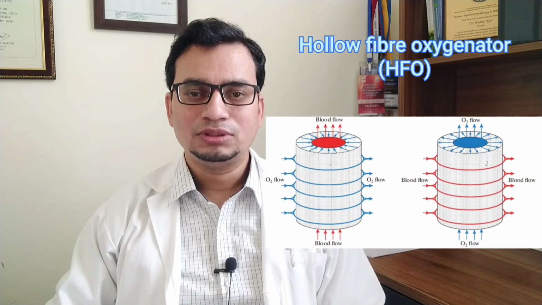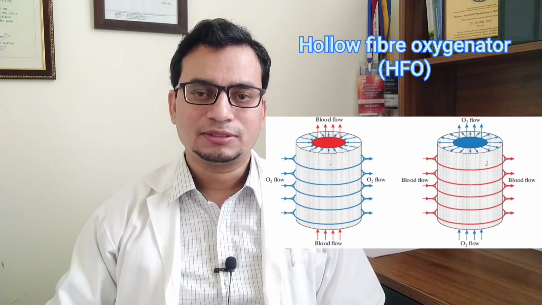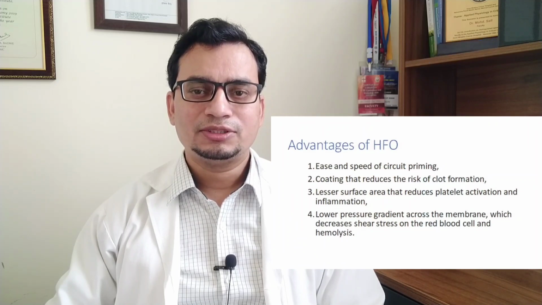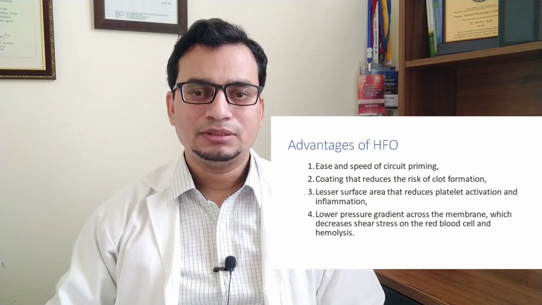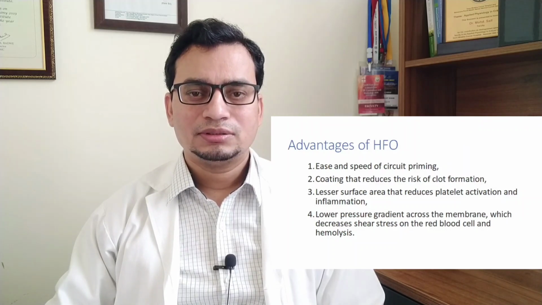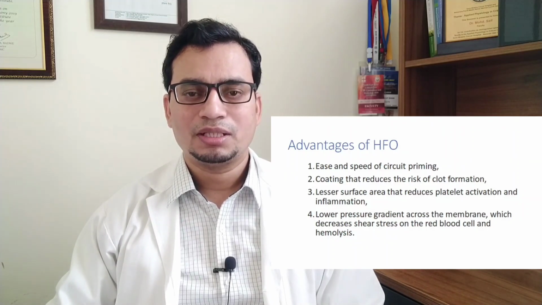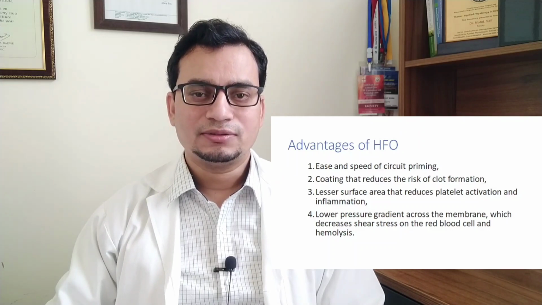Hollow fiber type consists of capillary tubes that allow gas exchange via a counter current mechanism similar to that found in the silicone membrane oxygenator. The advantages of HFO include the ease and speed of circuit priming, a coating that reduces the risk of clot formation, a lesser surface area that reduces platelet activation and inflammation, and a lower pressure gradient across the membrane, which decreases the shear stresses on the red blood cells and the chances of hemolysis.